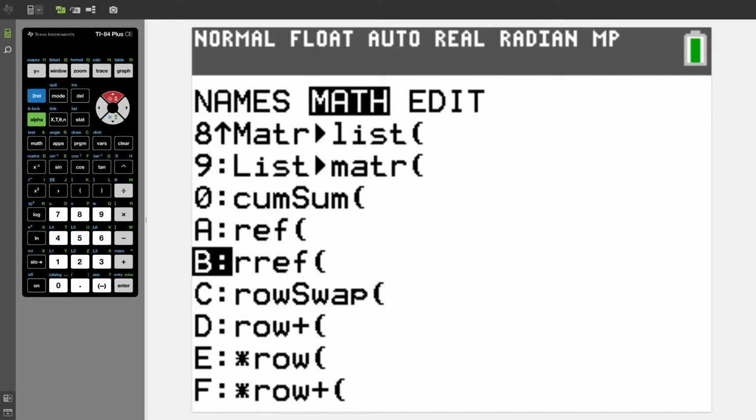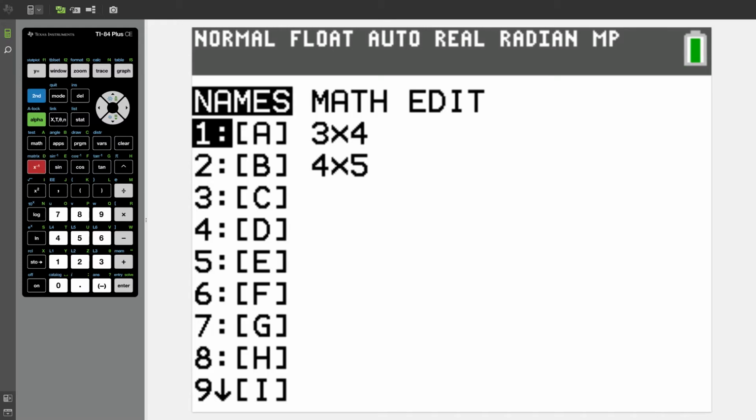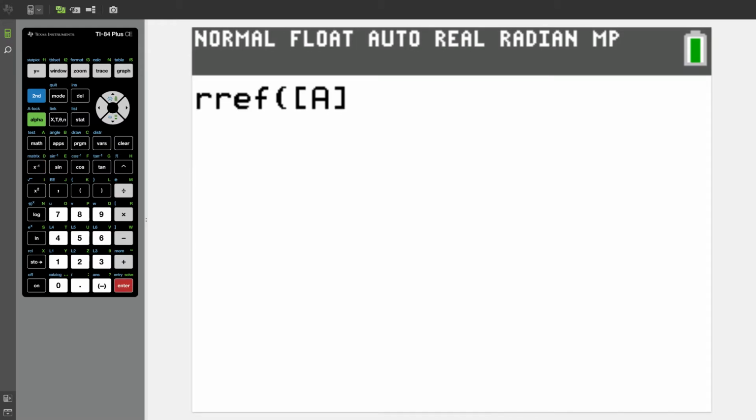If you have an option to let your calculator do the work for you, are you going to choose row echelon form or reduced row echelon form? Reduced, because that's like the last two problems on the homework where it literally told us what x, y, z were. Okay. So we're going to choose reduced row echelon form, hit enter. And then you're going to do second matrix. And now in the names menu, choose the matrix that you want to do the reduced row echelon form for. So I want to do it for matrix A.